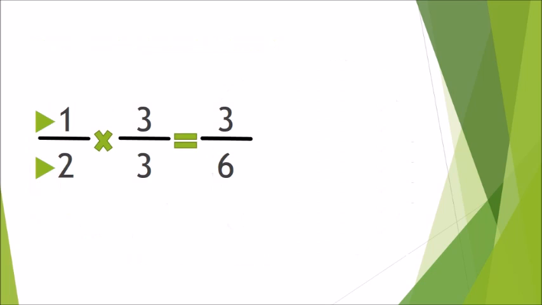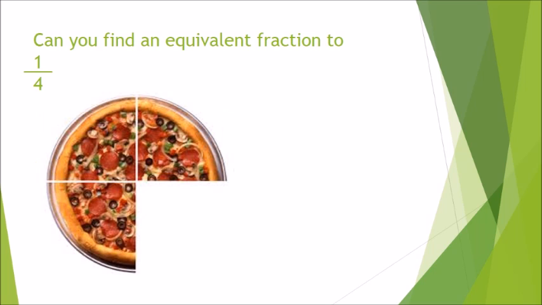Look at the fraction 1/2. Since we know that 3/6 is also half, we can say that 1/2 is equal to 3/6. But how did we get there? We multiplied the numerator by 3, and whatever you do to the top of the fraction, you always have to do to the bottom. Let's look at another example.